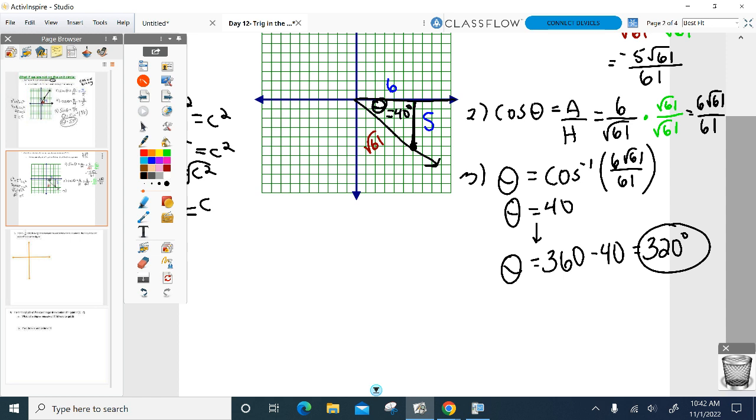All good? Any questions, comments, concerns? Please ask. Because now we're just going to go to the third quadrant now, except a little change. We're all good though. Okay.